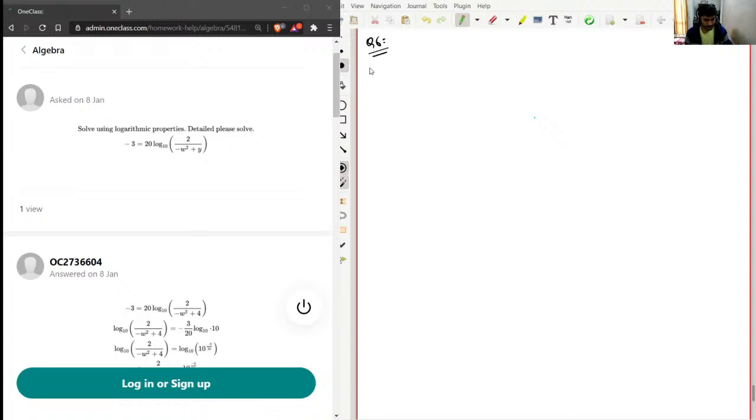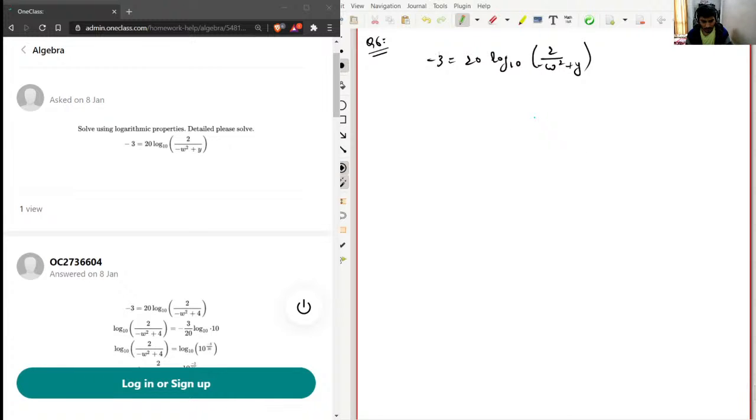So question number 6 is: solve using logarithmic properties. Okay, so we need to solve this using properties of log. W square. Okay. Now while solving this, I'll just mention the properties which I have used.